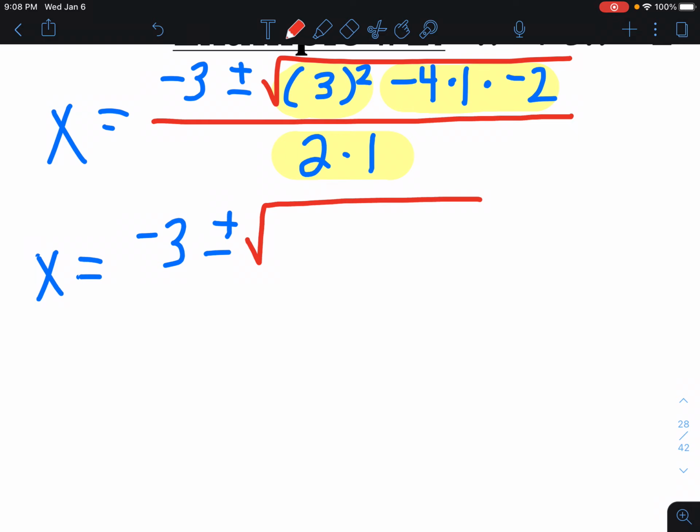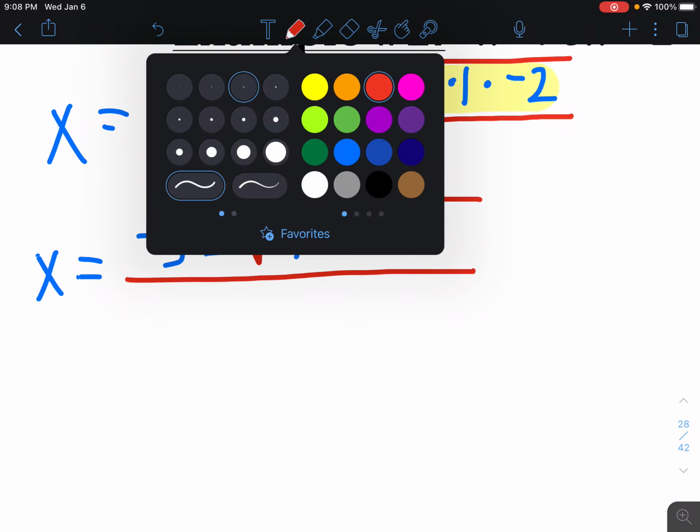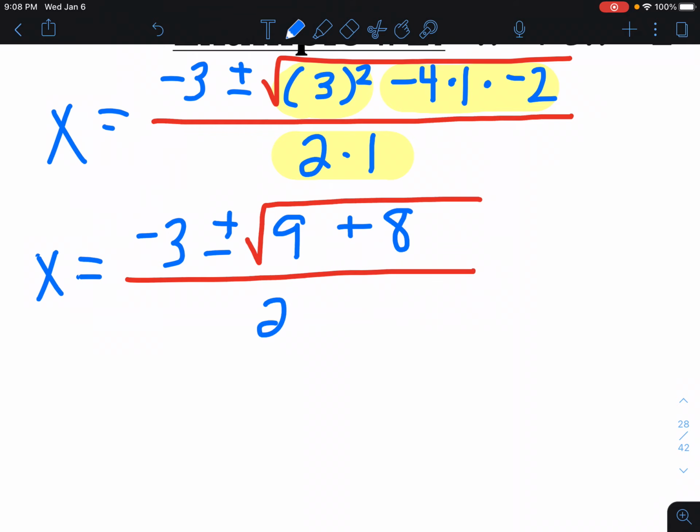So 3 squared is going to be 9. Remember, when you square something, it's always going to be positive. So the b squared term will always be positive. And then negative 4 times 1 times negative 2. Multiply those three numbers together to get 8, so we put plus 8. Then in the denominator of the fraction, 2 times 1 is our third way of multiplying, so that's obviously 2.